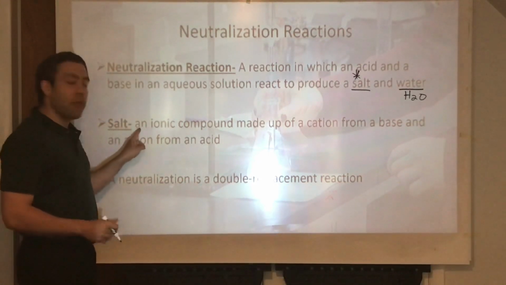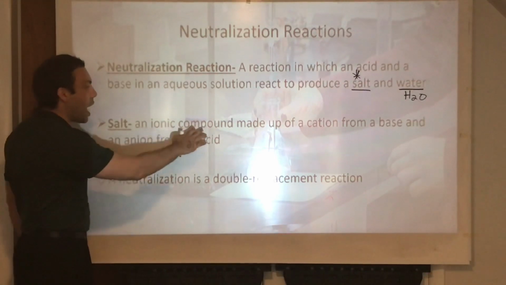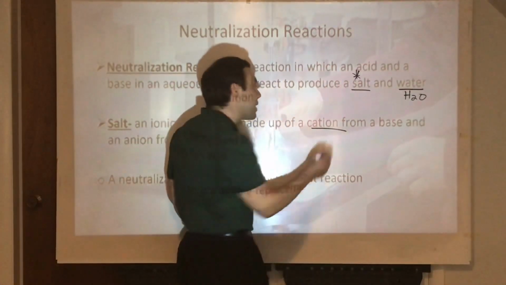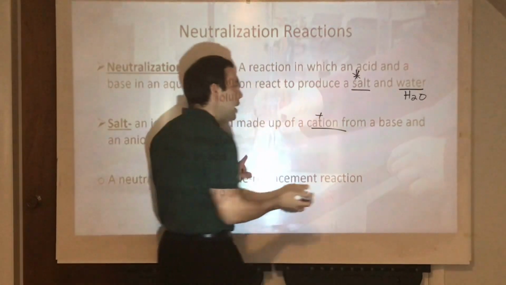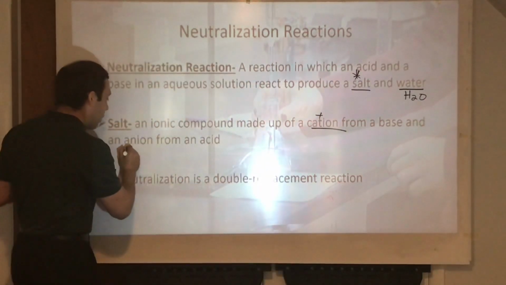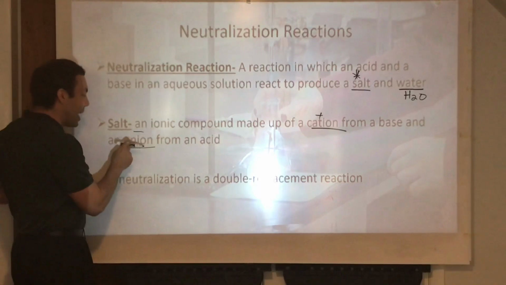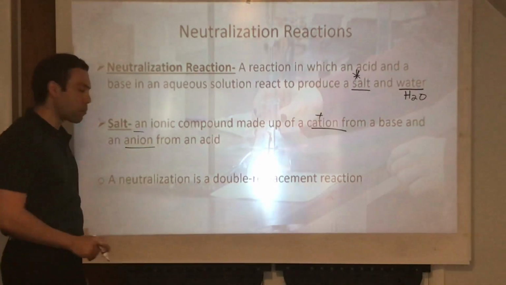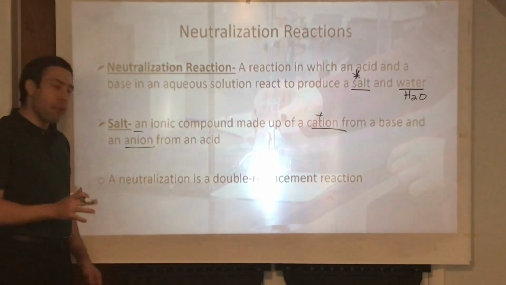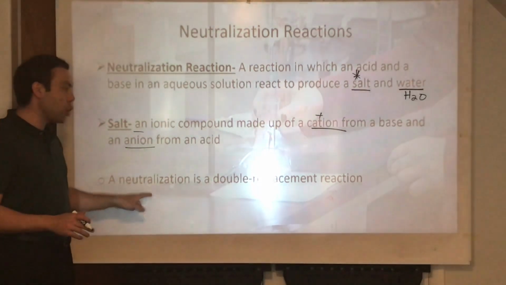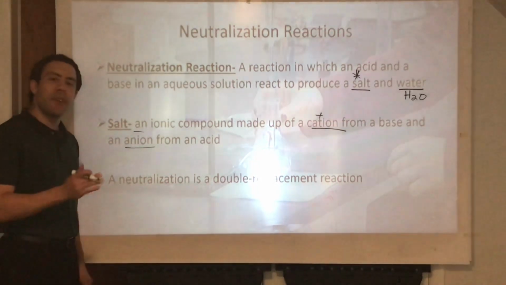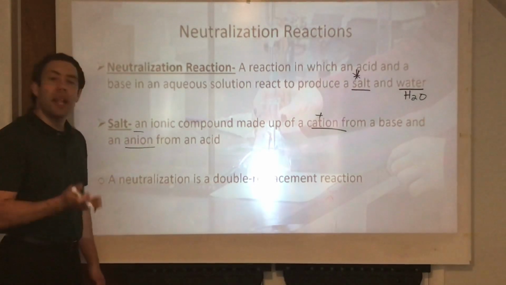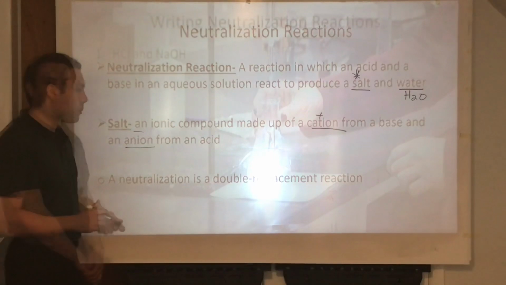A salt, of course, is an ionic compound made up of a cation, which is a positive ion, from the base, and an anion, a negative ion, from an acid. And remember, a neutralization reaction is one specific type of double replacement reaction. Let's take a look at some examples.